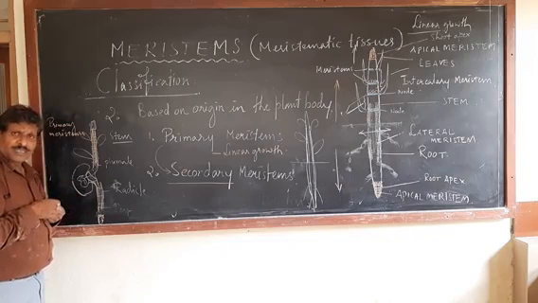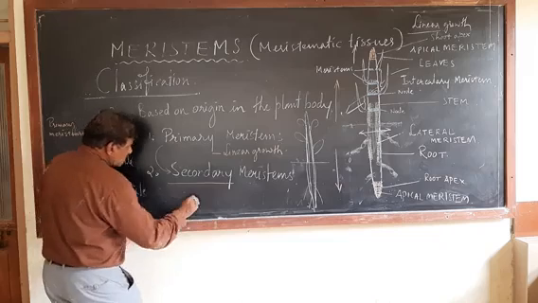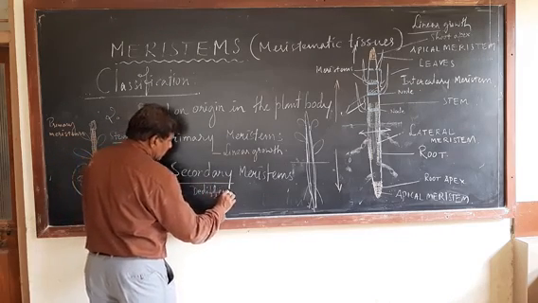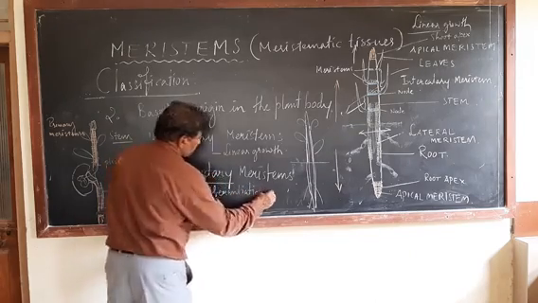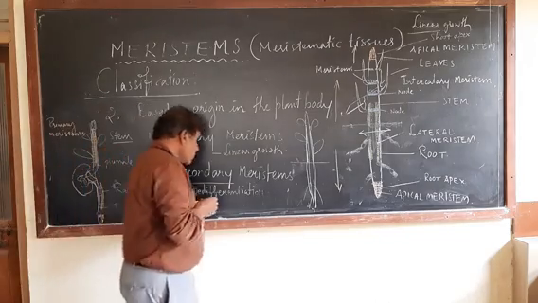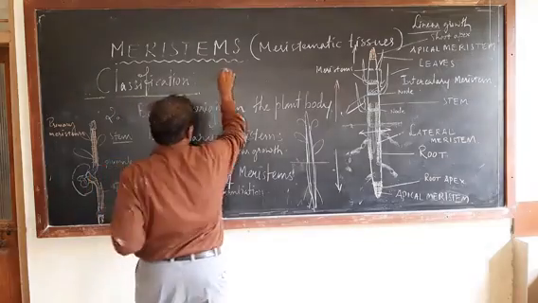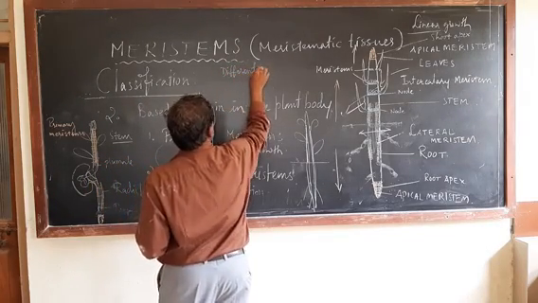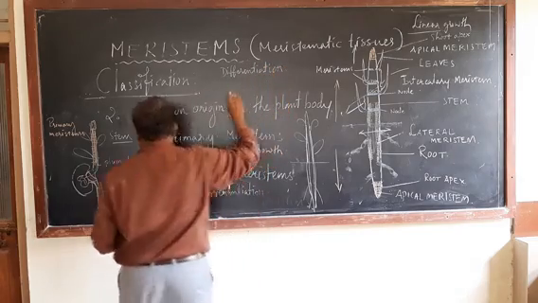What happens is, after some time, there is a process that is going to occur. We call that process de-differentiation. De-differentiation means it is reversal of the differentiation. Usually there is a process we call differentiation. What does it mean by that?